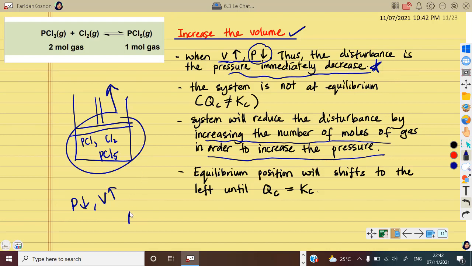Jadi pressure dengan mole of gas ini directly proportional. So tindak balas that produces more moles of gas is favorable. Jadi kalau you tengok sebelah kanan ni, sebelah produk, total mole of gas 1, sebelah reactant, total mole of gas reactant adalah 2 mole. Jadi tindak balas reverse reaction is favorable untuk berlaku. So dalam kes ini, equilibrium position will shift to the left until QC equals to KC. Okay, jadi ini contoh kalau kita increase the volume.